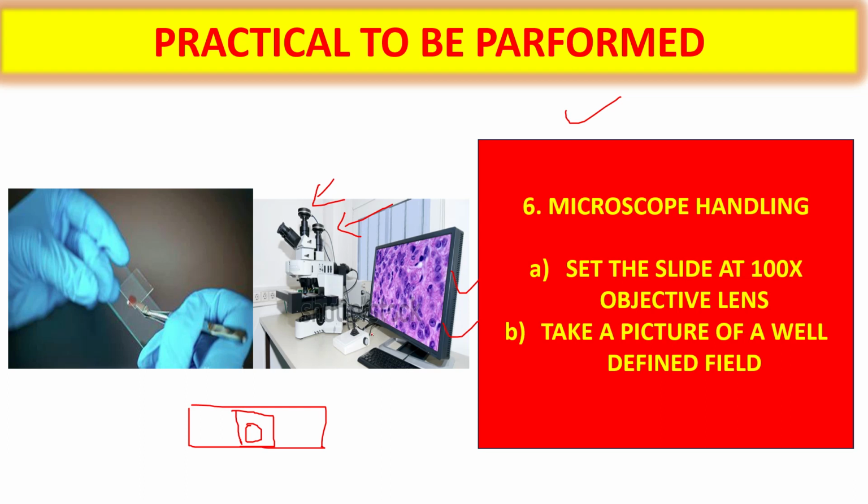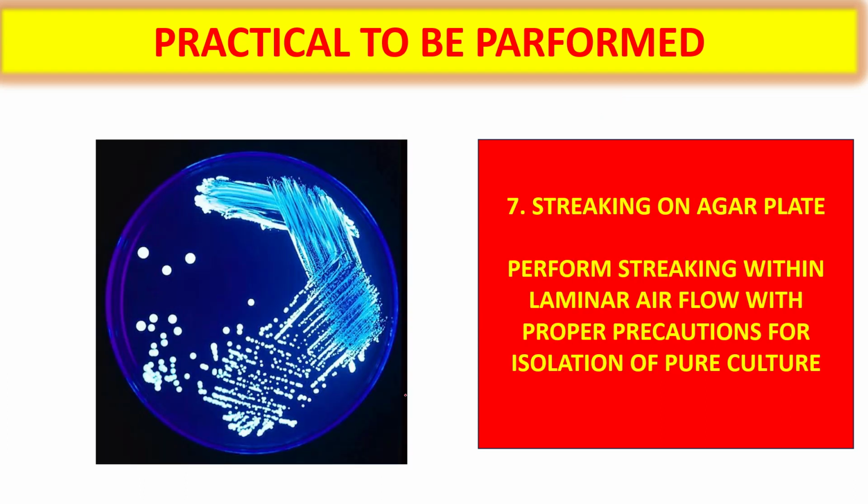Okay, so the next thing is streaking on agar plates. So we have been instructed to perform a streaking within laminar airflow with proper precautions for isolation of pure culture. So you have been given a petri plate where microorganisms or cultures are present. You are given an agar plate, where we have to perform the streaking, that is a four-way streaking. This type of streaking we have to perform.